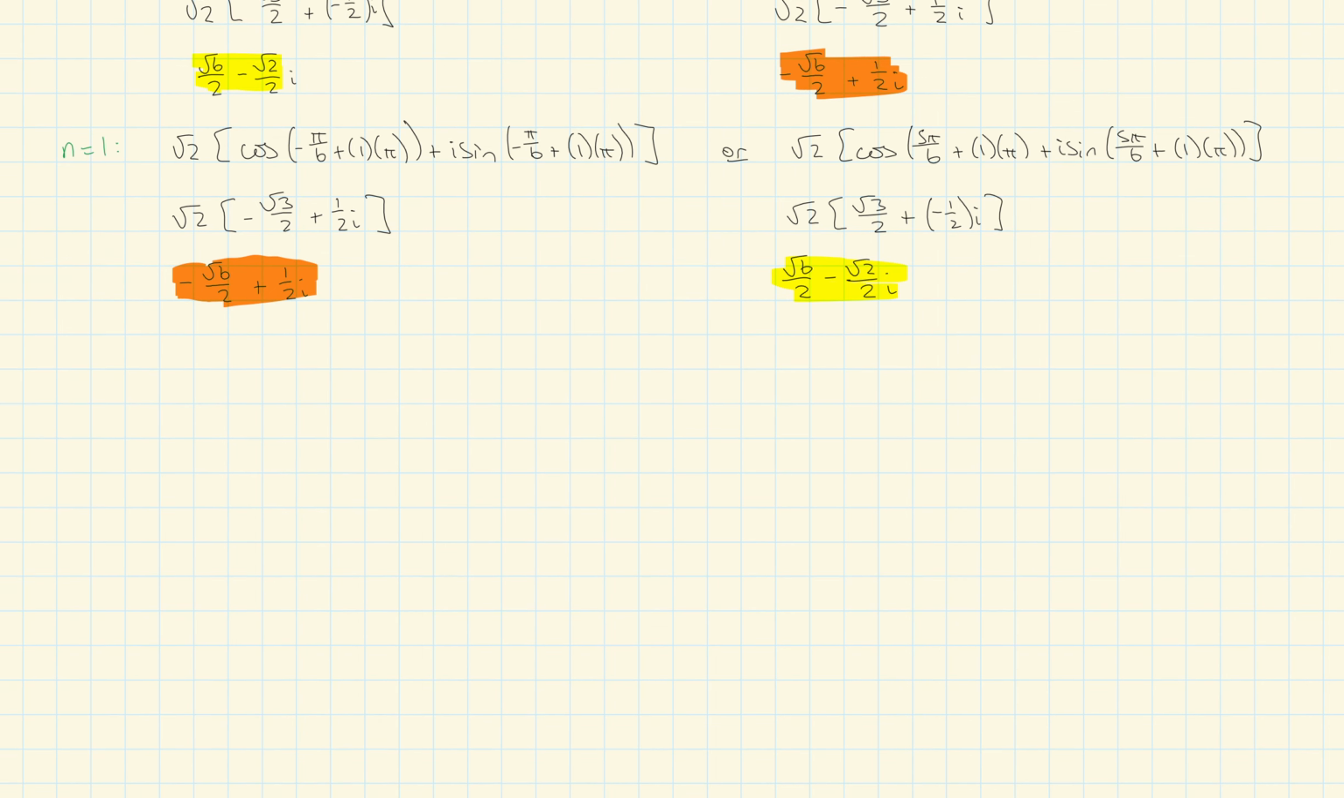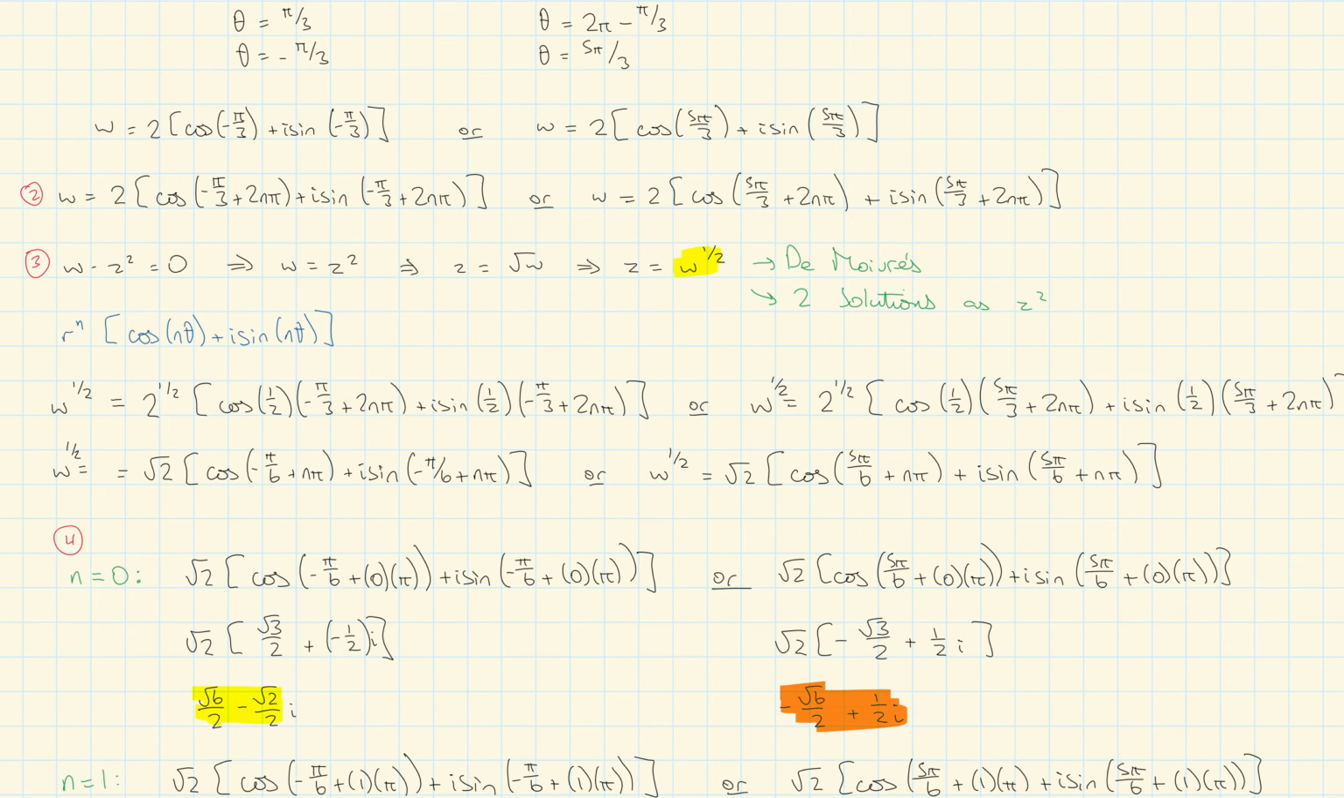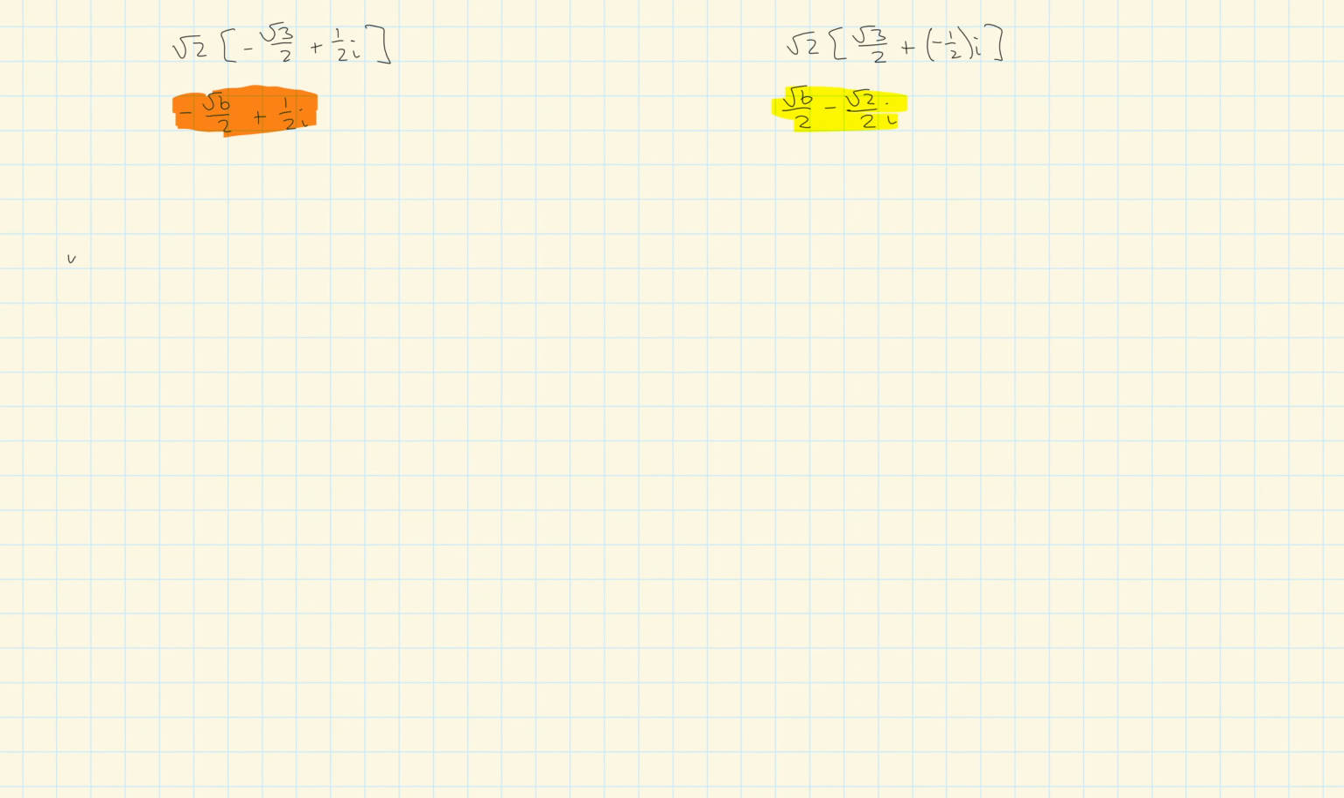Okay, so for solutions at the end, we get what was our equation? w minus z squared equals 0. So we get w equals minus root 6 over 2 plus a half i, and w equals root 6 over 2 minus root 2 over 2 i.